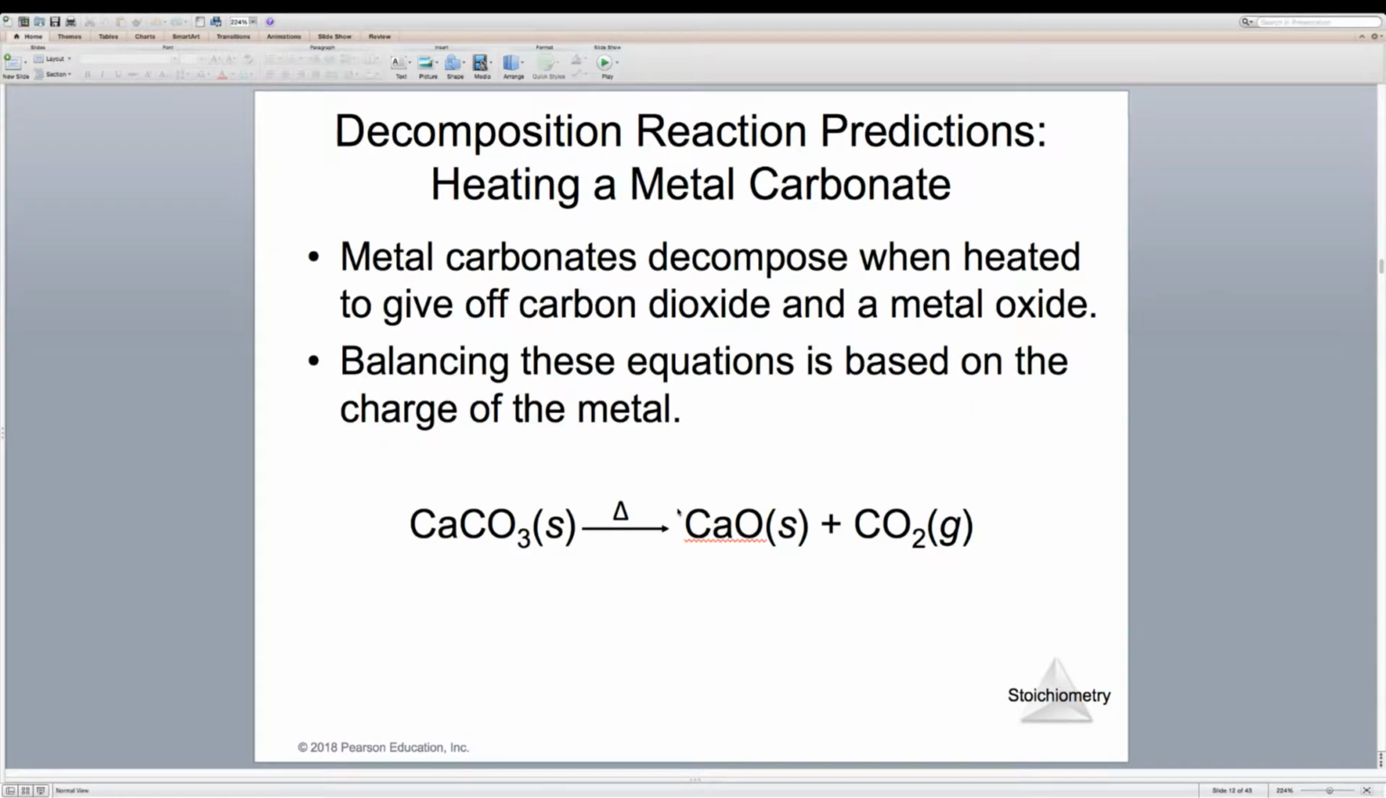So metal carbonates generally decompose if you heat them up, and you give off the metal oxide and the CO2, carbon dioxide gas. So when we balance these equations, you balance them based on the charge of the metal in your reactant. Remember, left is reactant, right is products. So in this case, calcium is calcium 2+. Why? Because it's in group 2, so calcium has a 2+ charge. Therefore, it's going to keep a 2+ charge. And oxygen has a 2- charge because of its position on the periodic table, and carbon dioxide.